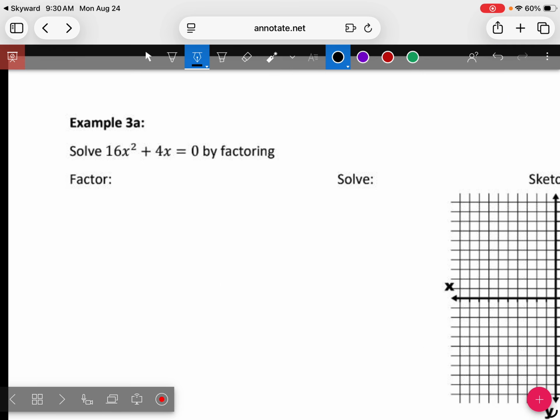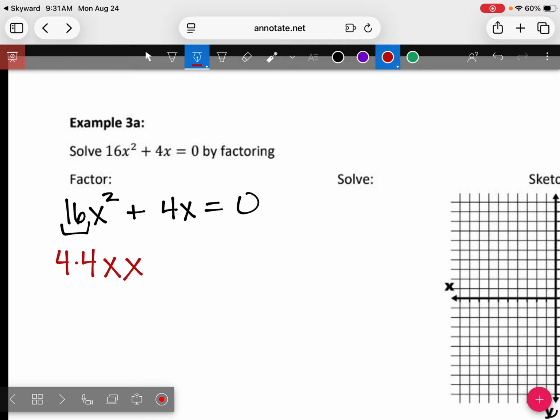So we got 16x squared plus 4x. I'm going to write this out in factors. I don't know if that helps you, but what I always do is look at the smaller number, which is 4, and ask myself, can I break down the bigger number with a 4? In other words, can 4 divide into 16? How many times does 4 go into 16? 4 times. So I'm going to break this down to 4 times 4, and then x squared is x times x.